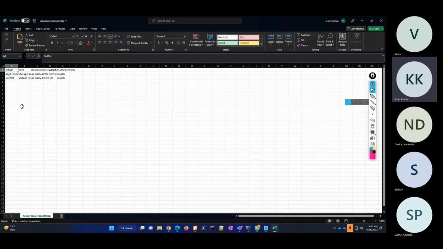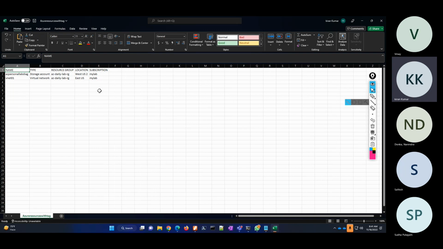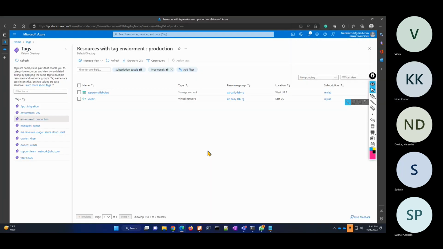Open the CSV document, and it clearly shows the name of each resource, the resource type, which resource group, which location, which subscription. Clearly everything is available. This is all the production related resources. You can simply maintain the inventory. No need to do anything ourselves, so manual work is reduced. But when you are deploying, you need to associate the tags.